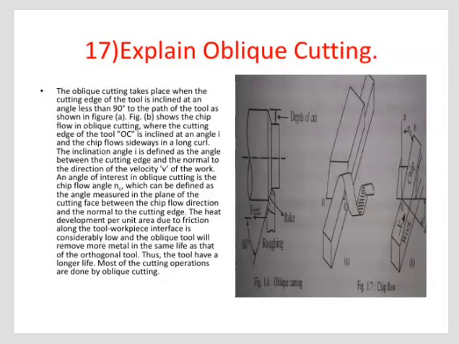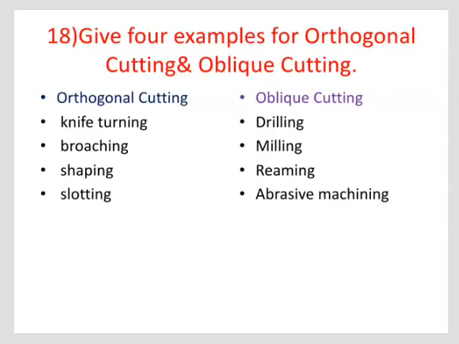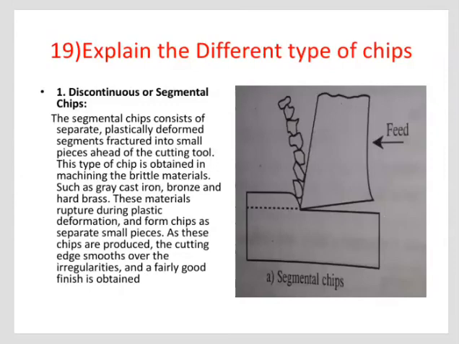Thus, the tool has a longer life. Most of the cutting operations are done by oblique cutting. Next question is, give 4 examples for orthogonal cutting or oblique cutting. Examples for orthogonal cutting are knife turning, broaching, shaping, and slotting. And examples for oblique cutting are drilling, milling, reaming, and abrasive machining.